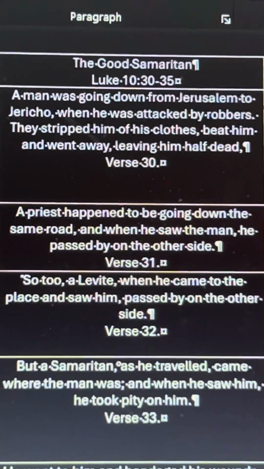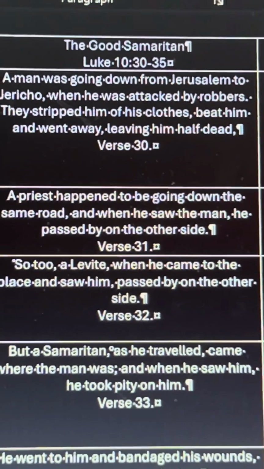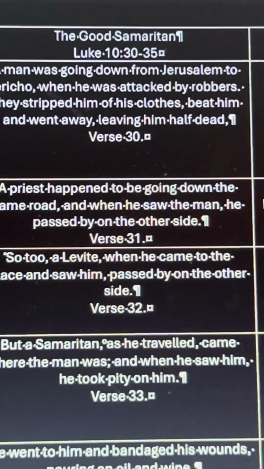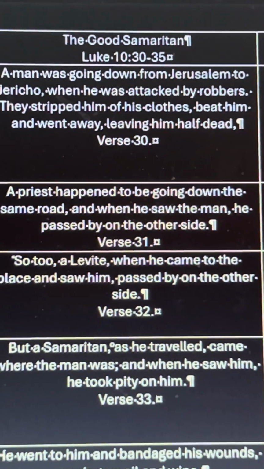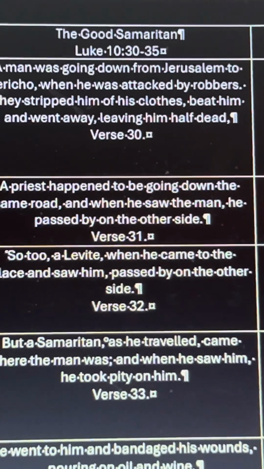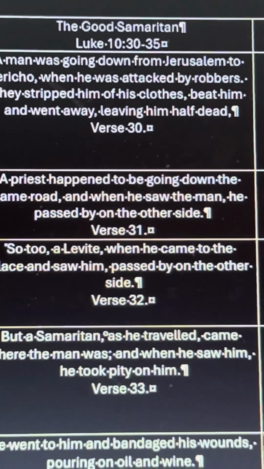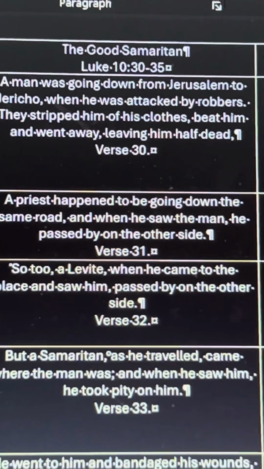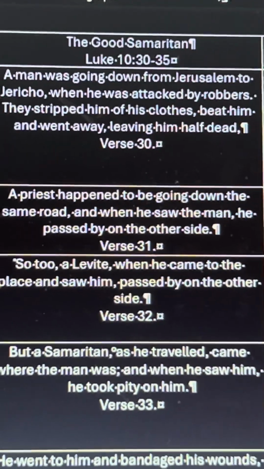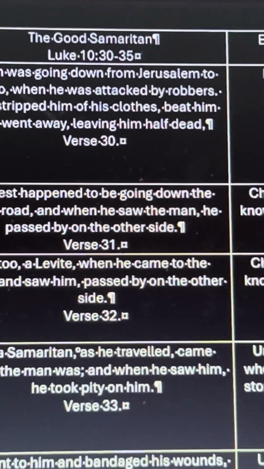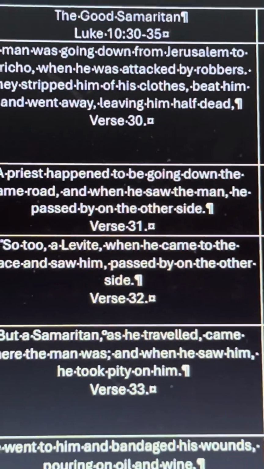Plot twist 1. A priest happened to be going down the same road, and when he saw the man, he passed by on the other side. Verse 31. What a plot twist. Who would expect a priest, a man of high standing in Jewish society, to ignore a Jewish man, and pass by on the other side? To ignore him. A priest should not do that.